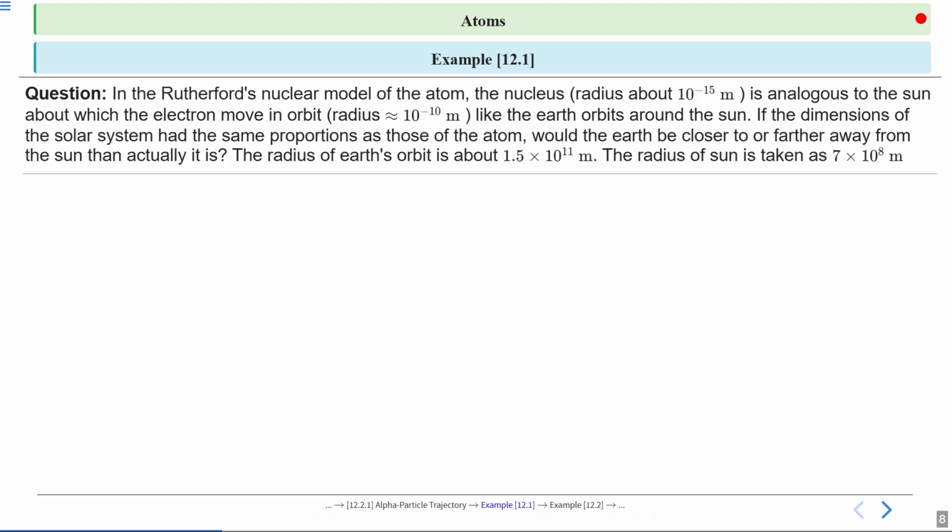So would the Earth be closer to or farther away from the sun than it actually is? The radius of Earth's orbit is actually about 1.5 times 10 to the power 11 meter. If the dimensions of the solar system had the same proportion as that of the atom, we have to find whether Earth would be closer or farther away from the sun than it actually is. And the radius of the sun is given as 7 times 10 to the power 8 meter.